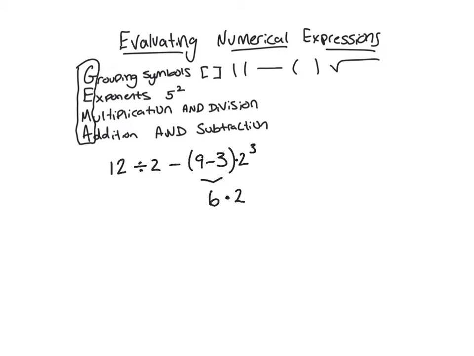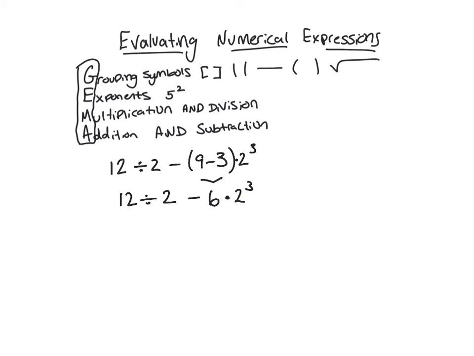And then I am going to copy everything down that I haven't used yet. Okay, so the only thing that changed from my expression up here is that 9 minus 3 is now equal to 6. We wrote down that 6. Everything else is the same. I still have 12 divided by 2 minus 6 times 2 to the third. So you are not going to be able to do these without writing out the work. You must write the work out.